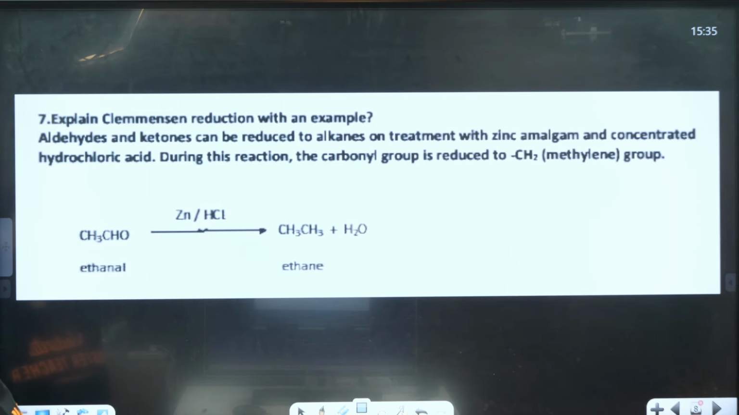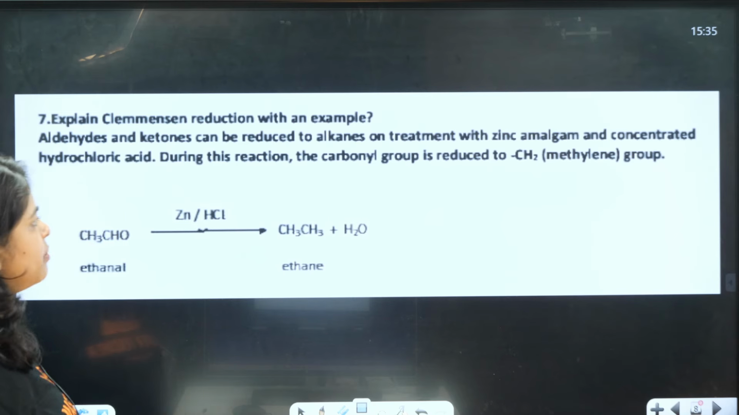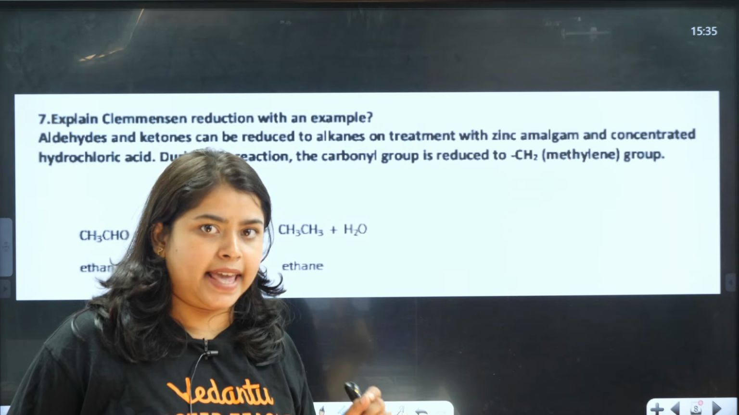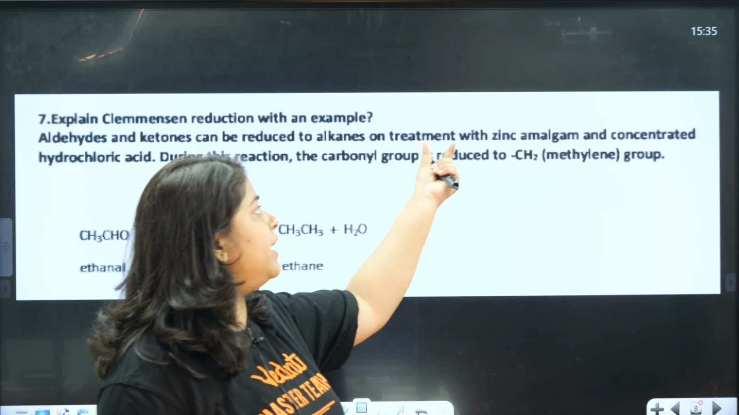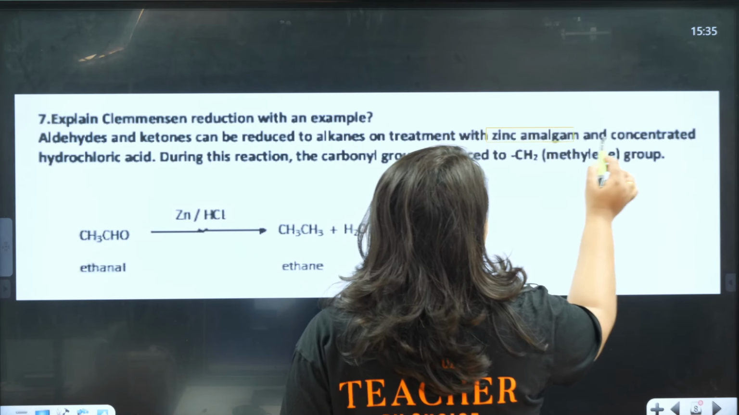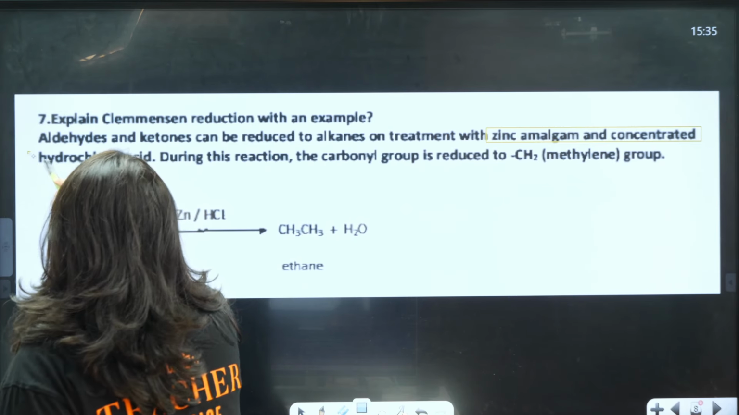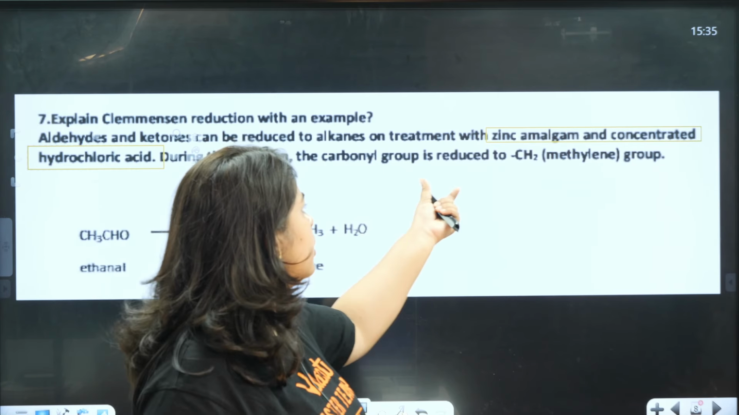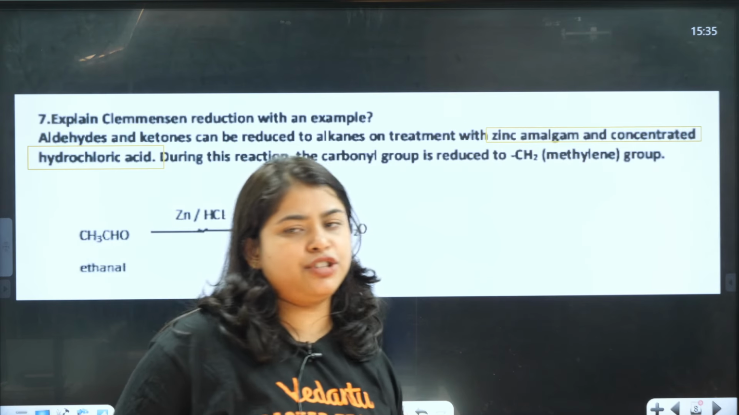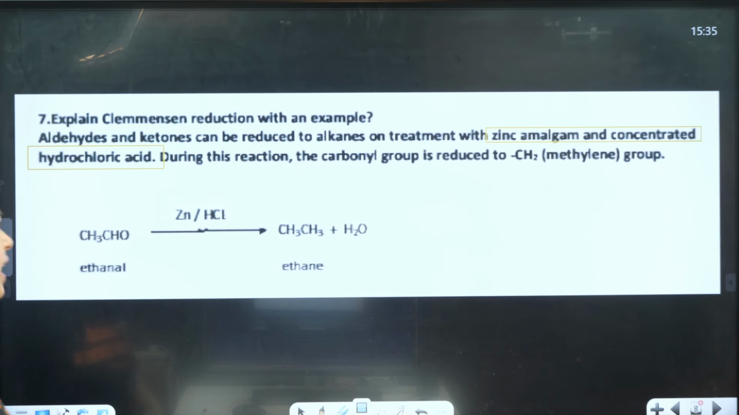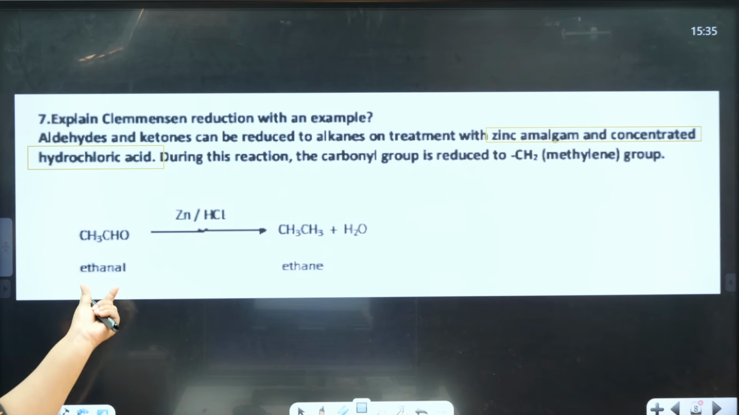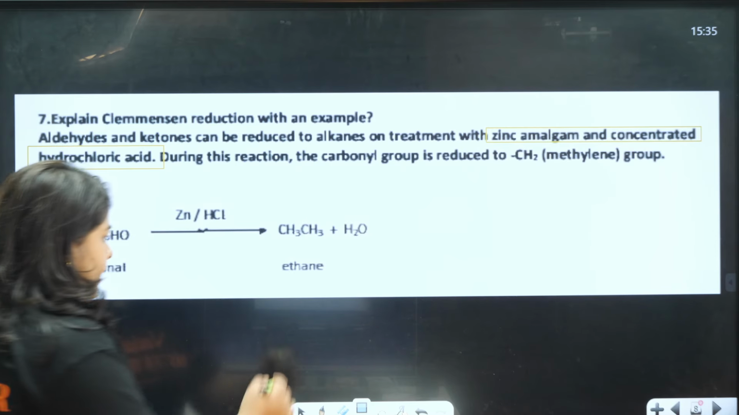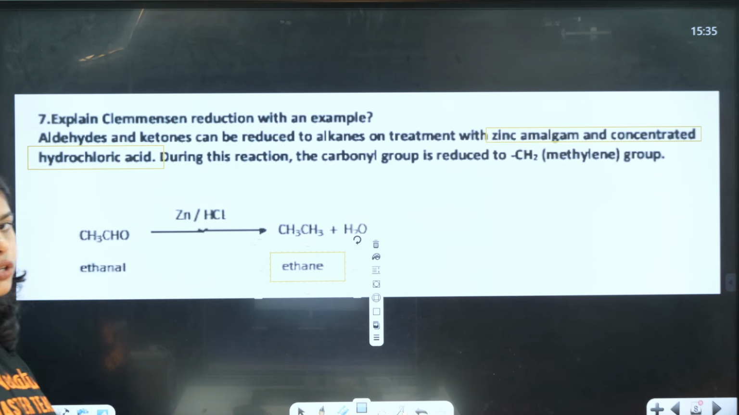This is a 2-mark question. Aldehydes and ketones can be reduced to alkanes. They are treated with zinc amalgam and concentrated hydrochloric acid. The carbonyl group is reduced to CH2. For example, acetaldehyde, CH3CHO, in the presence of Zn and HCl gives ethane. The product we get is ethane.